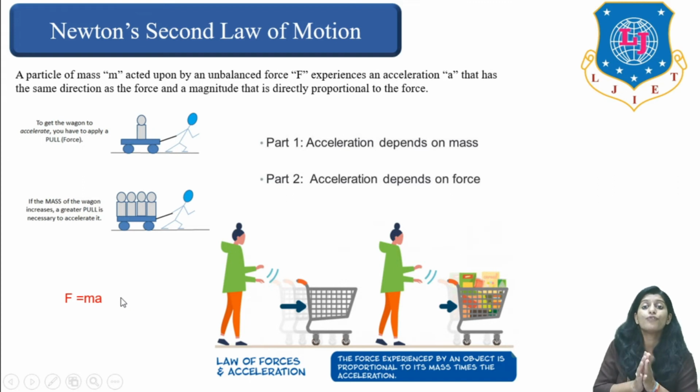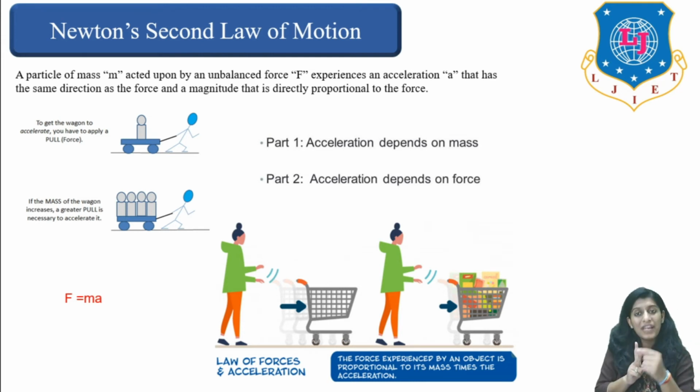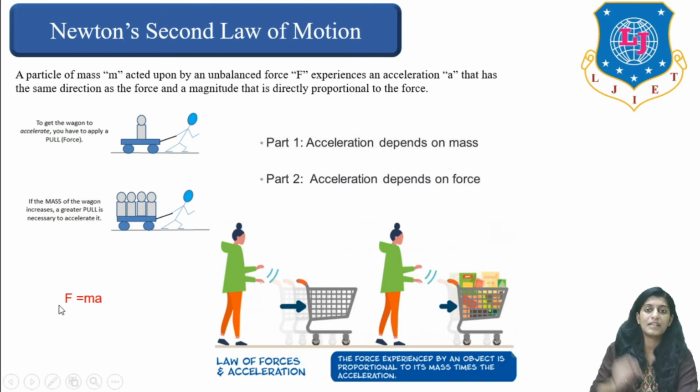How much force do we need to apply or supply? It depends on the mass and acceleration of the given body. If acceleration remains constant and mass is increasing, then we need to increase the force. If acceleration is increasing, keeping the mass constant, force will be increased, right? So force is directly proportional to mass and acceleration. This is Newton's second law of motion, and it is very important for us to remember that force is equal to mass into acceleration, F = ma.